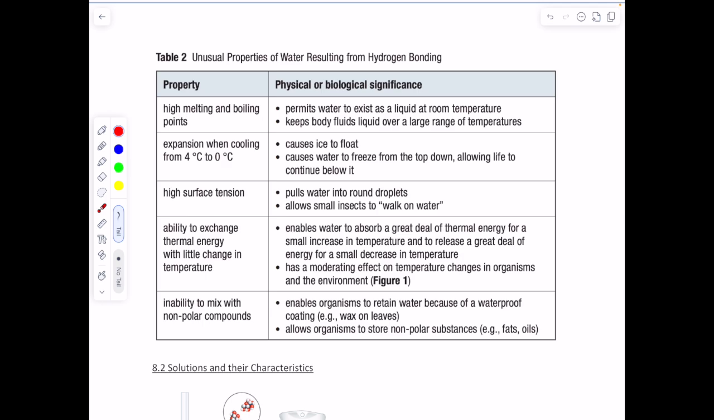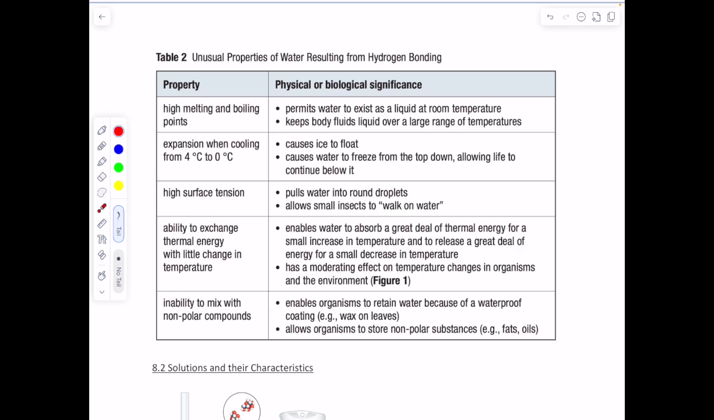Water expands when cooling from 4 degrees Celsius to 0 degrees Celsius. This expansion causes ice to float, and it causes water to freeze from the top down, allowing life to continue below it. Water has a high surface tension. This pulls water into round droplets. It allows small insects to walk on water.